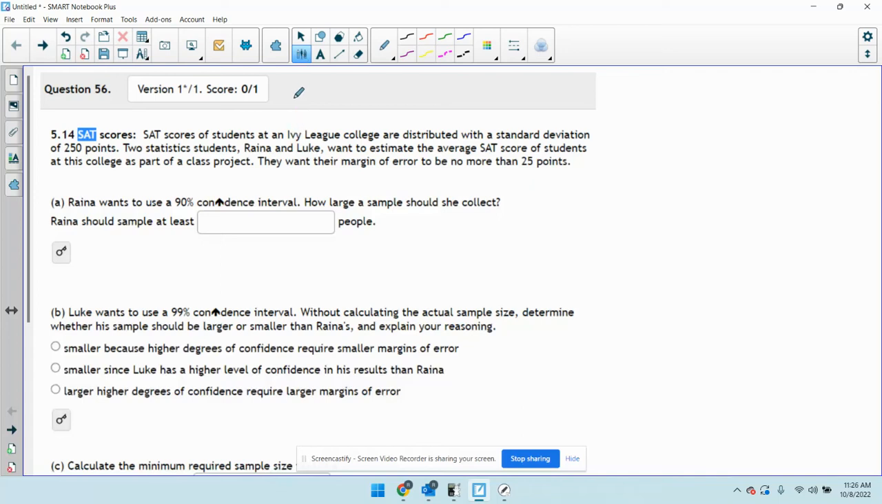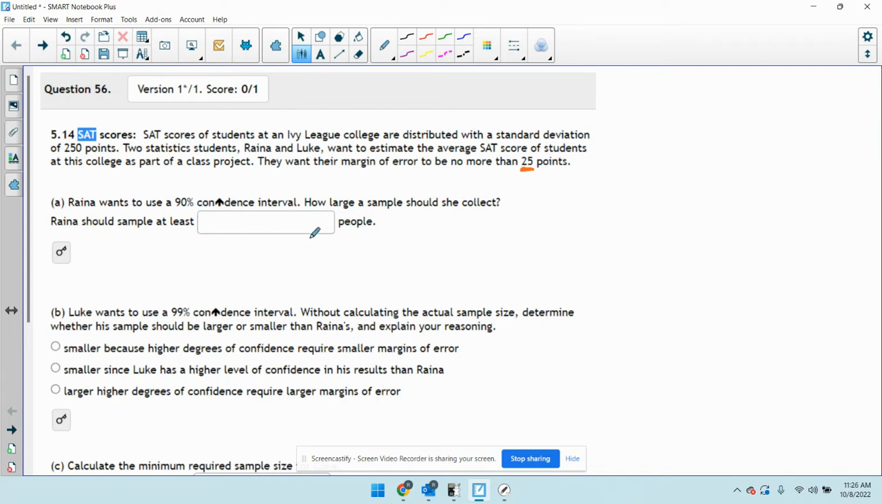Okay, so here it says SAT scores of students at an Ivy League college are distributed with a standard deviation of 250. Two statistics students, Raina and Luke, want to estimate the average SAT score of students at this college as part of a class project. They want their margin of error to be no more than 25 points. Raina wants to use a 90% confidence interval. How large of a sample should she collect?